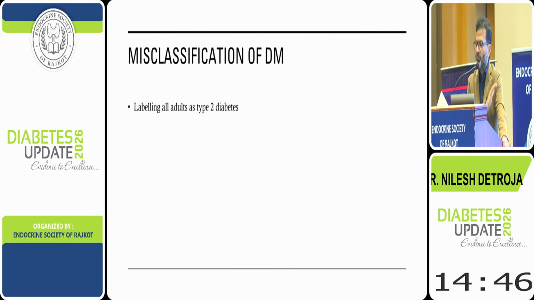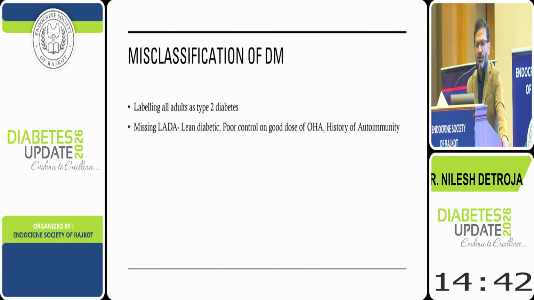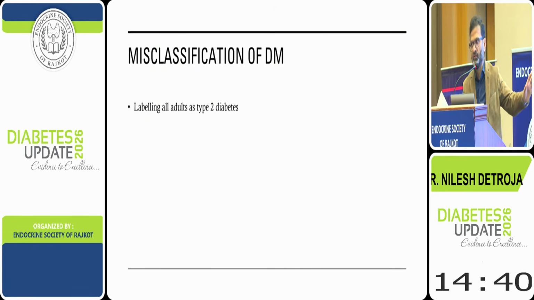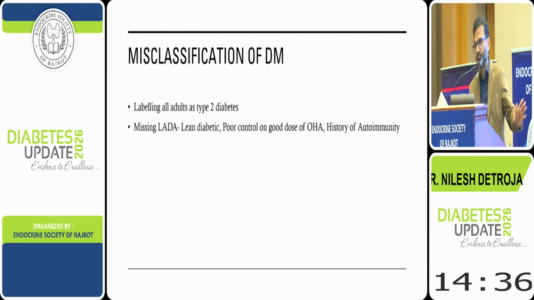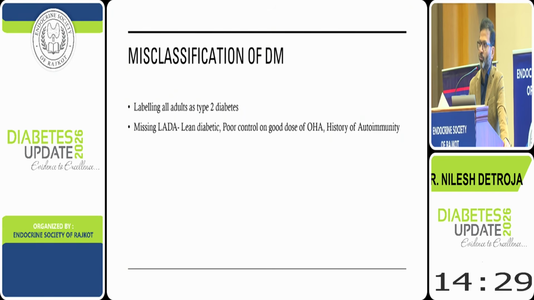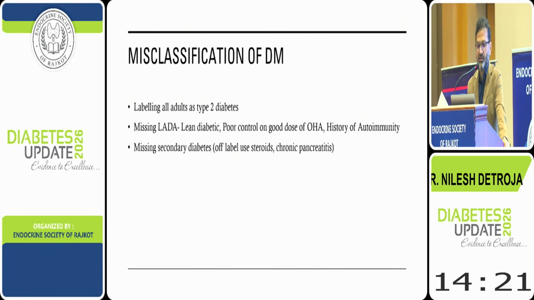Second is misclassification of diabetes. This is again revision. We are labeling almost all adult patients of diabetes as type 2 diabetes, but they are not all type 2 diabetes. Many are LADA. Those with a typical phenotype who are lean diabetic, poorly controlled on multiple oral medications, or with any history of autoimmune disease, you have to consider this entity and check for C-peptide and antibodies for type 1 diabetes.